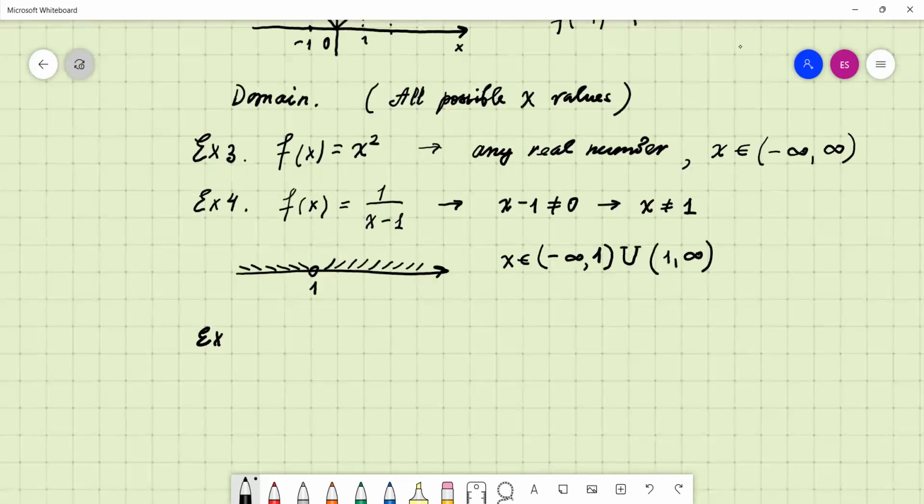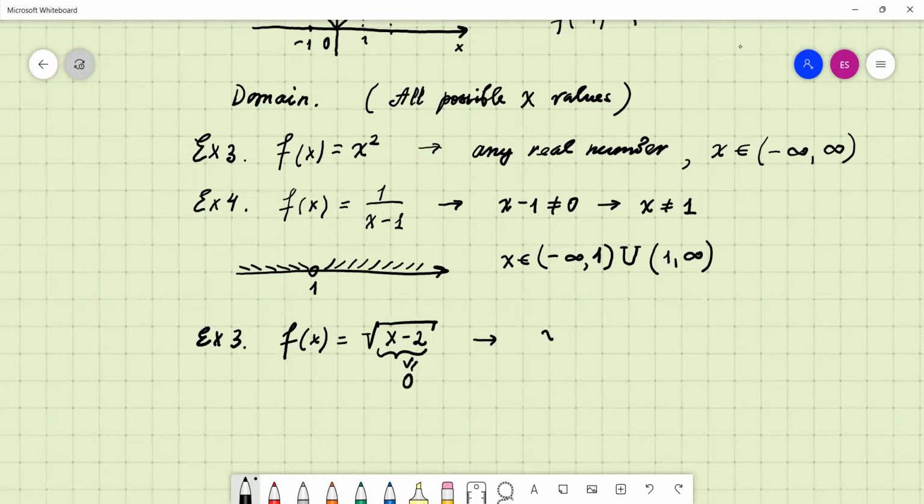Example number 3. f of x is going to be equal to the square root of x minus 2. Remember that we cannot extract square roots of negative numbers if we are in real numbers math, right? Remember that we already kind of knew that roots of negative numbers are going to produce complex numbers. But if we don't want to deal with complex numbers, we'll need to restrict the expression under the square root to make it greater or equal than 0.